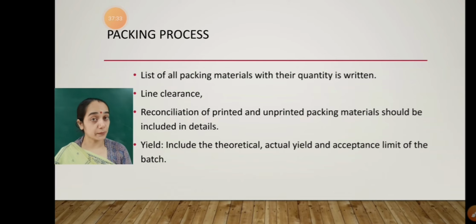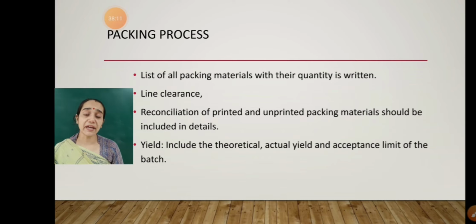line, meaning from the manufacturing part, and once it has been manufactured, it will be packed, and after packing what will be the way of movement, how it will move to the stores. It should also contain the reconciliation of the printed as well as unprinted packing materials, meaning how the printed material and the unprinted material should be reconciled, what the reconciliation procedure for the product will be, printed or unprinted, and it should be given in detail.